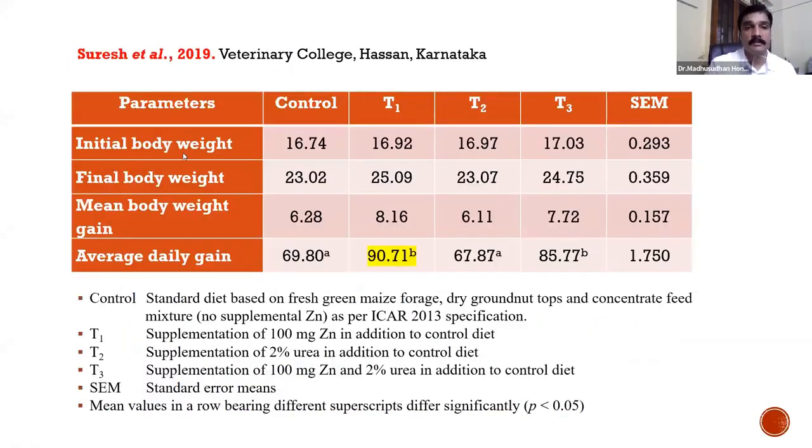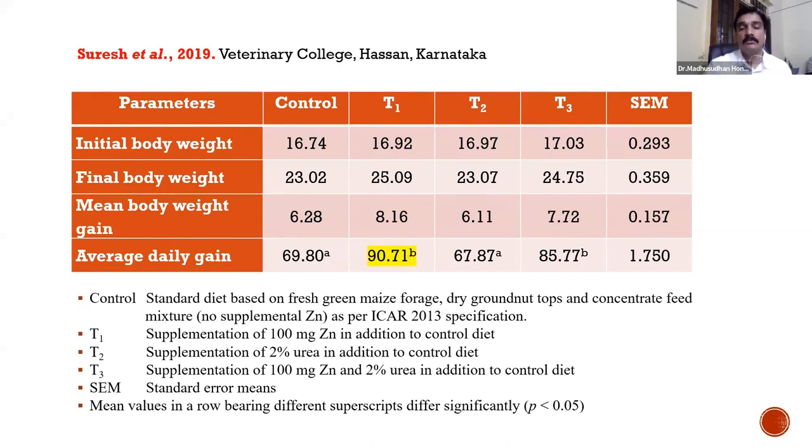And in 2019, Suresh et al., he was my student under my supervision, we conducted a trial of zinc supplementation in goats. In the control group, there was no supplementation, only the ICAR recommended zinc level, that is 40 ppm. In T1, we supplemented zinc at the rate of 100 ppm. In T2, we supplemented 2% urea, and in T3, we supplemented both zinc as well as urea. We got a satisfactory result only in the T1 group, where 90 grams per day average daily gain was achieved, which was significantly different from control.